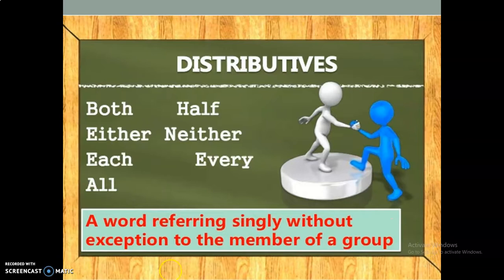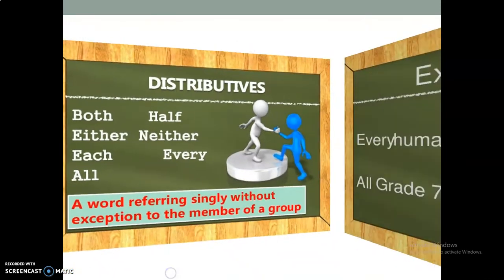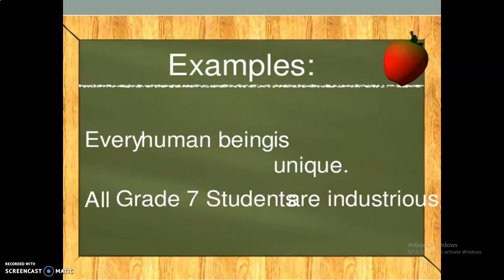Distributives. These are words referring singly, without exception, to the members of a group: both, half, either, neither, each, every, all. Examples: every human being is unique. All grade 7 students are industrious.